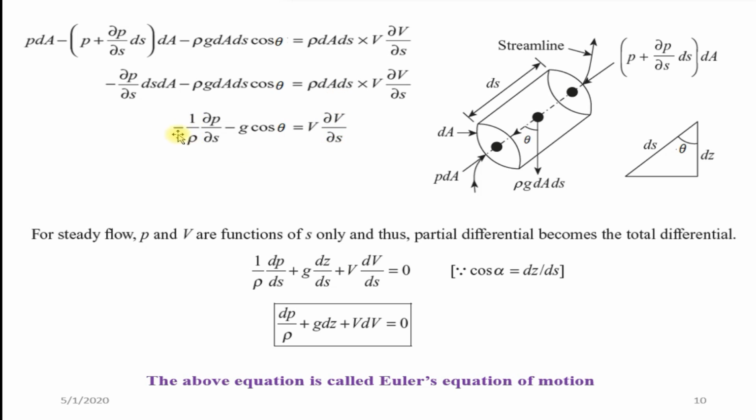Here, why 1 by rho? Because there is no rho term here. We have divided throughout by rho dA ds. Here only the dA ds term is there. That is why 1 by rho came in this equation.